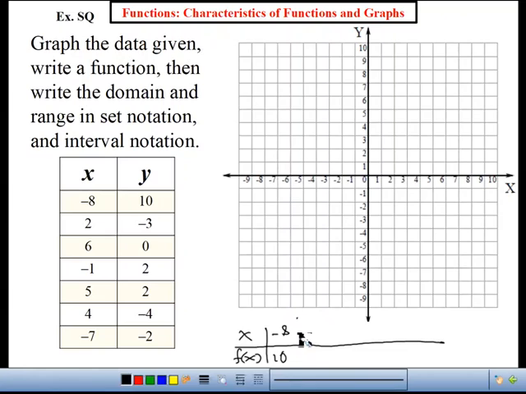-8, 10. 2, -3, 6, 0, -1, 2, 5, 2, 4, -4, and -7, -2. And let me plot those there.